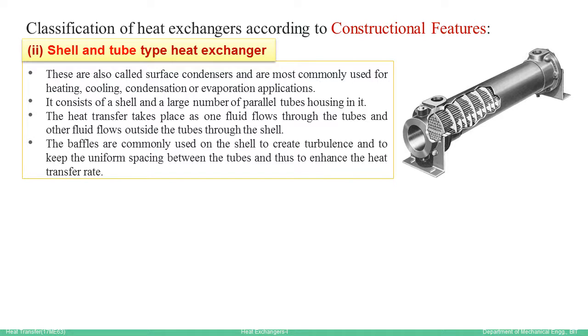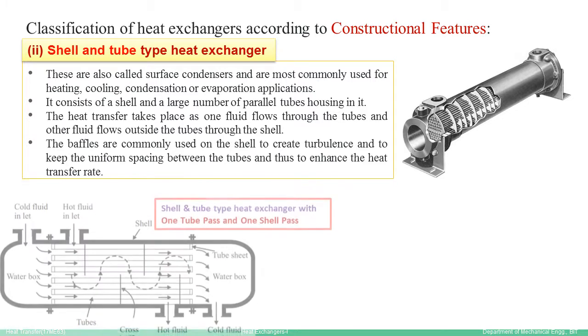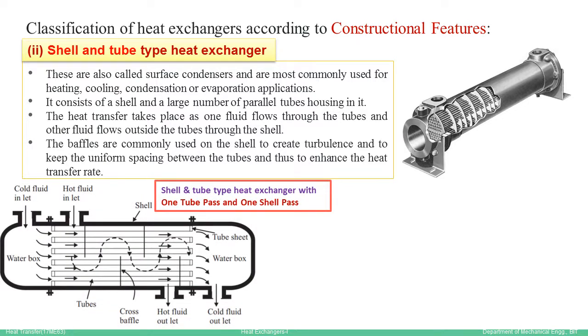And the baffles are those plates that you can see. They are used to create turbulence in order to enhance heat transfer rate and to keep uniform spacing between the tubes so as to increase the rate of heat transfer. There are different types of shell and tube heat exchangers, depending on the number of passes of the tubes and the number of passes of the shells. That is, the fluid which flows through the tubes may take a turn, and also the fluid which passes through the shell may take some turns.